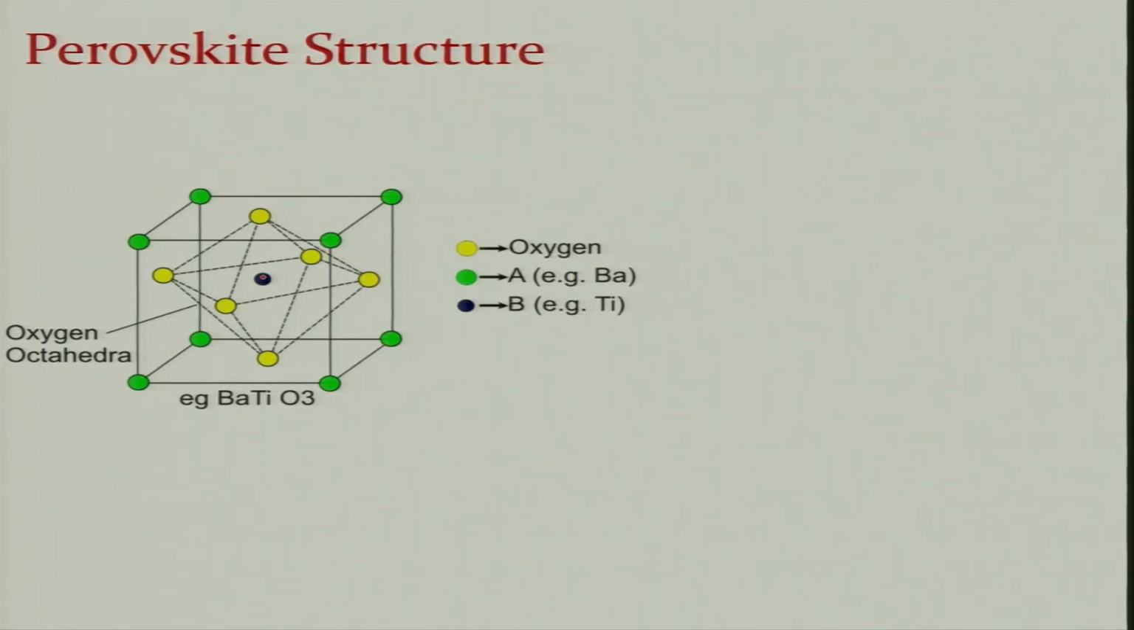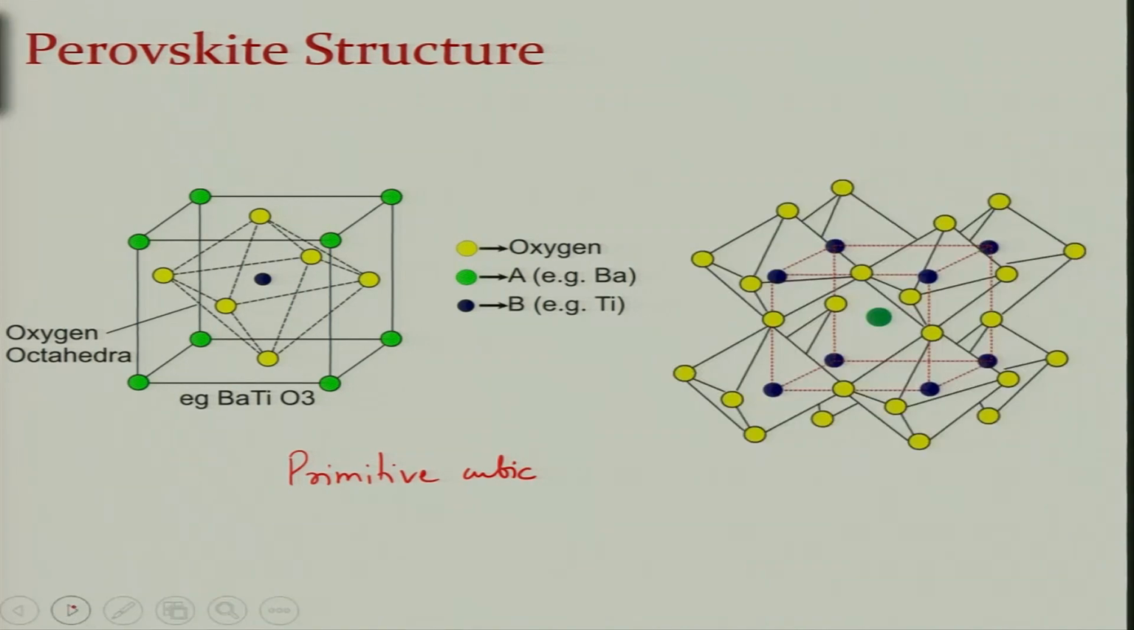The titanium occupies the body center, which then becomes octahedrally coordinated by oxygen atoms, and the barium atoms go to the corner. As a result, although this looks like a face centered cubic kind of structure, it is not face centered because the corner atoms are different from the face centers, and it is also not body centered because the body center atom is different. So, as a result, this is a primitive cubic lattice. It is a primitive cubic lattice, and you can also represent this structure a little differently.